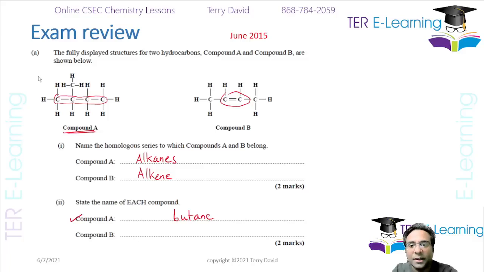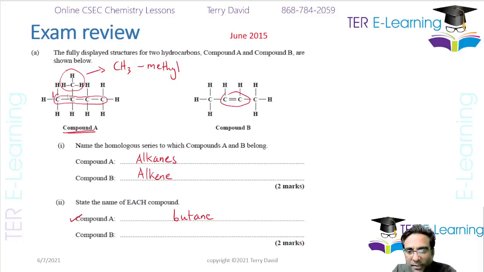Now when you have branches attached to your main carbon chain, this here is my CH3 branch. Because it has 1 carbon in it, it's called methyl. Now you need to indicate where this methyl is connected to the main chain. What you have to do is number your longest chain.